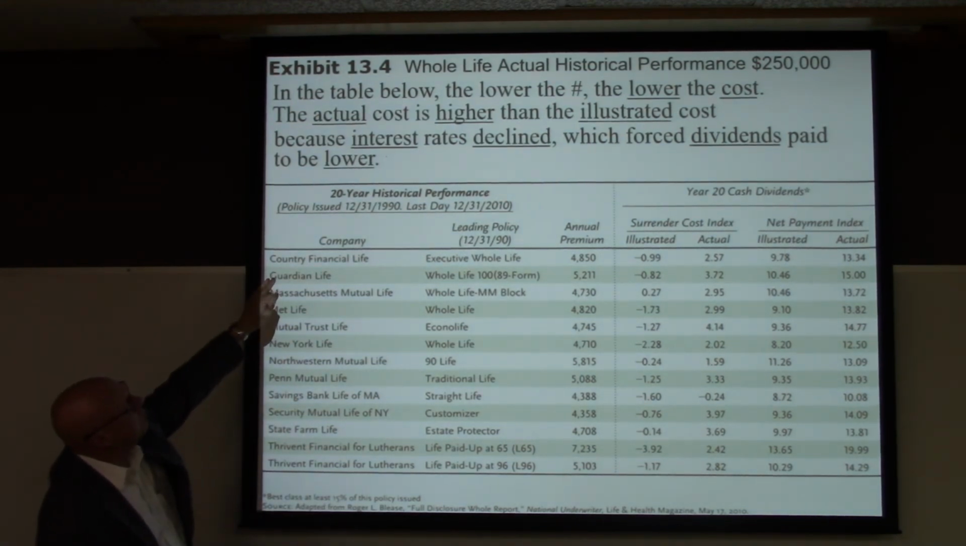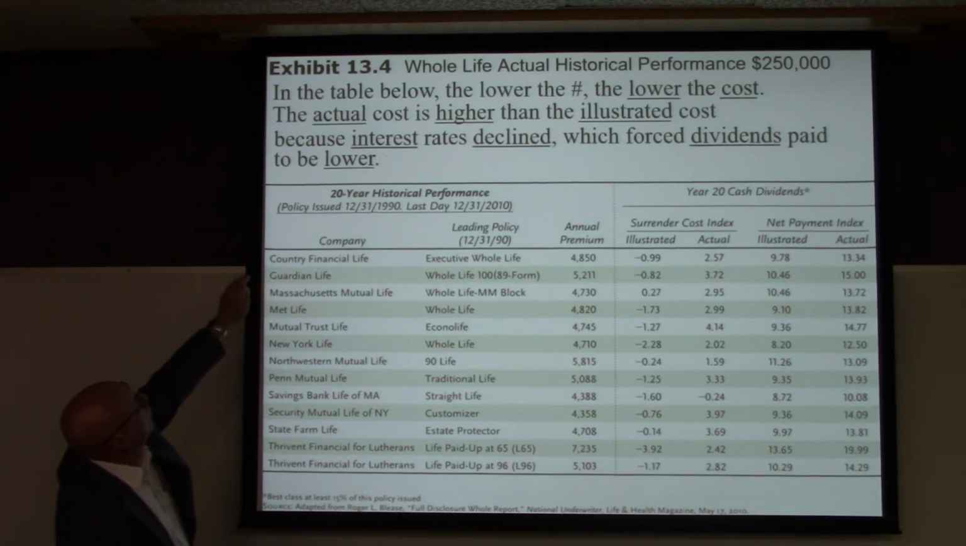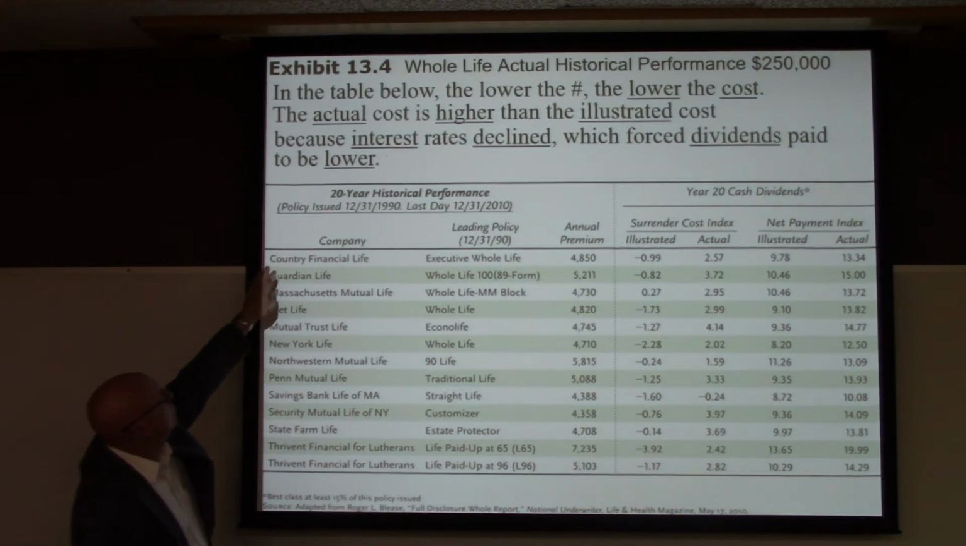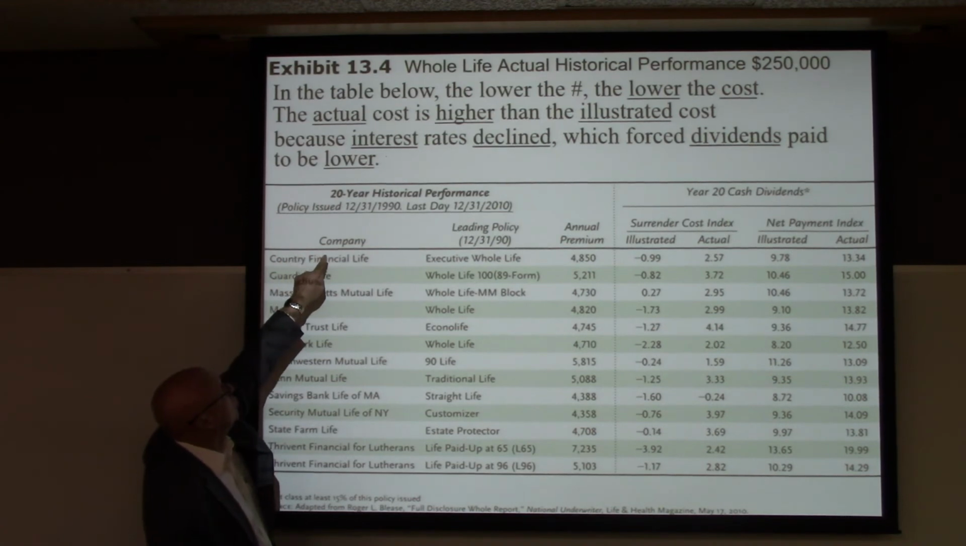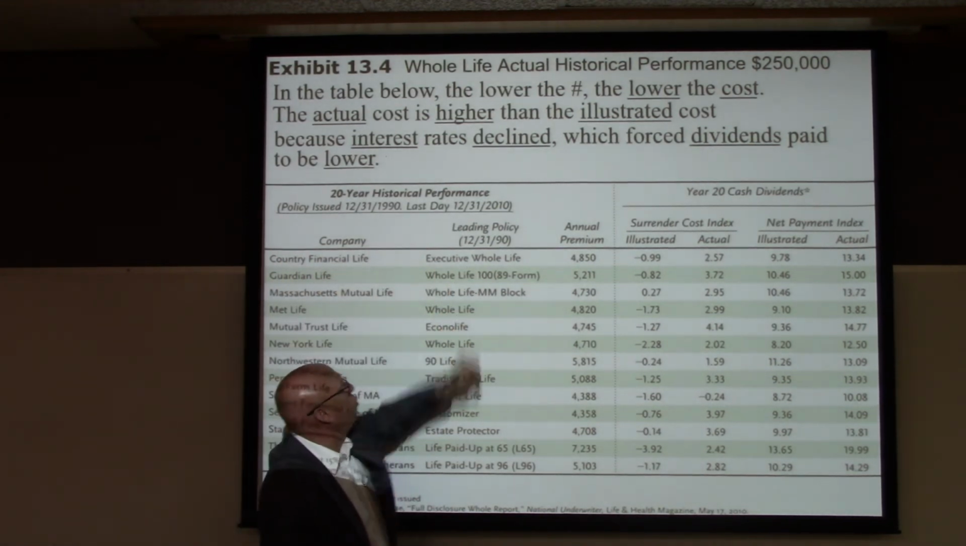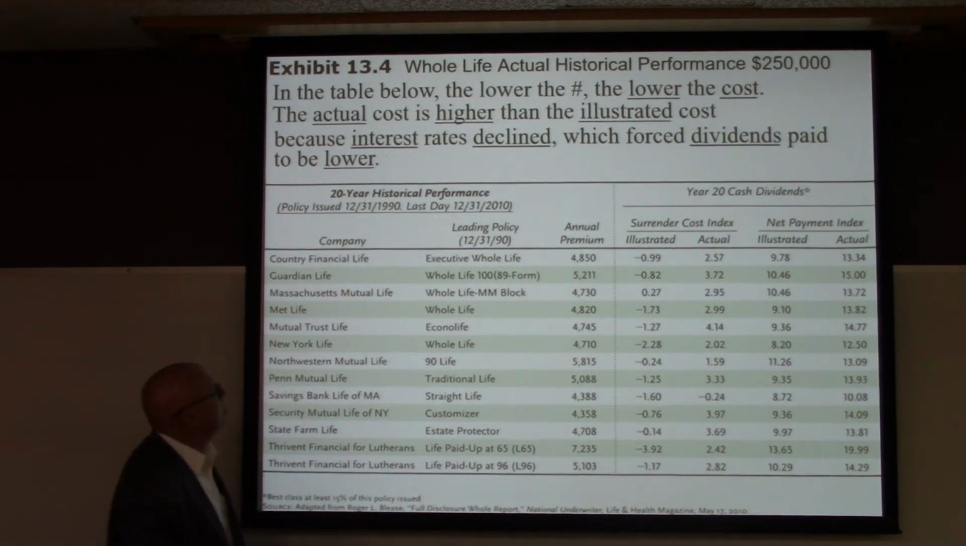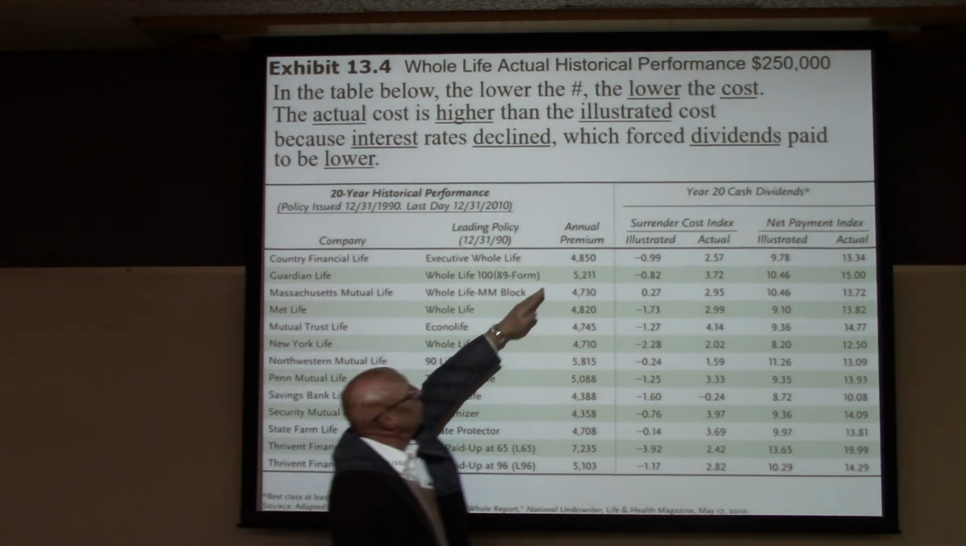All right, so what you see is 20-year performance for a $250,000 whole life policy, okay? And so this goes, it was issued 12/31/1990, and it runs through 12/31/2010. So it's a 20-year policy. Here are the annual premiums for the policies.